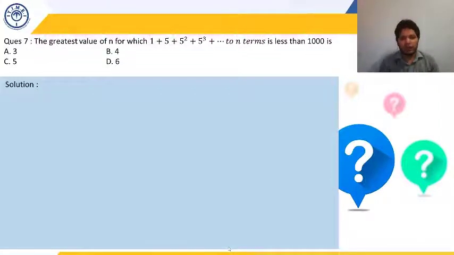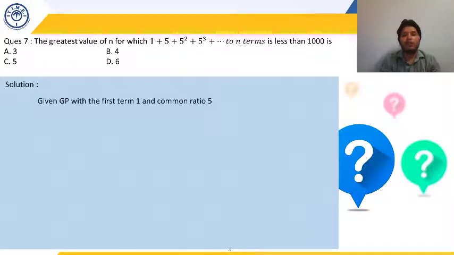So the greatest value of n for this series to n terms is less than 1000. So we need to find out the highest value of n which is possible so that the sum is less than 1000. So what could be the possible value? Given GP with the first term 1 and the common ratio 5, we know the formula to calculate Sn. This is a into r to the power n minus 1 divided by r minus 1, where a is the first term, r is the common ratio and n is the number of terms.